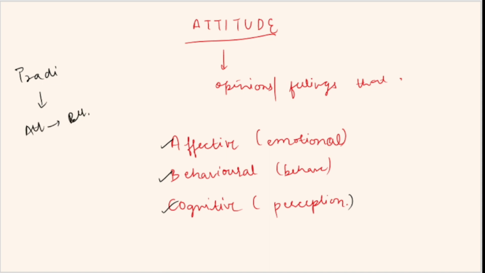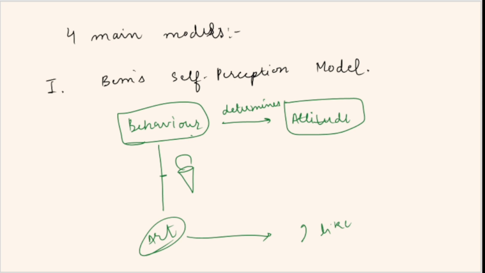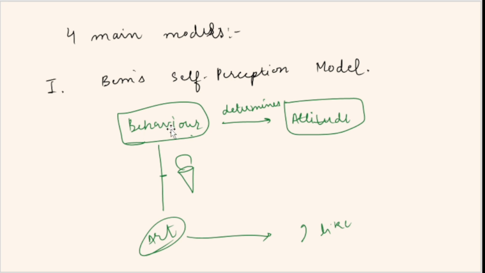But according to Daryl Bem, according to his self-perception model, our behavior influences our attitude, and that is the first model. You can also be asked about it, maybe given different options like: attitude determines behavior, behavior determines attitude. So Daryl Bem's approach was different from the traditional approach, and Daryl Bem said that our behavior determines our attitude. Simple, very easy.